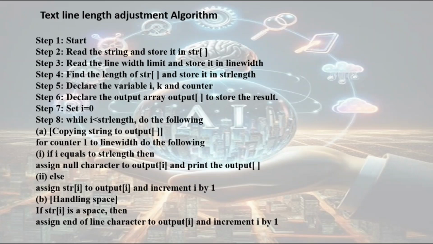A. Copying string to output. For counter 1 to line width, do the following. 1. If i equals strlength, then assign null character to output[i] and print the output. 2. Else, assign str[i] to output[i] and increment i by 1.